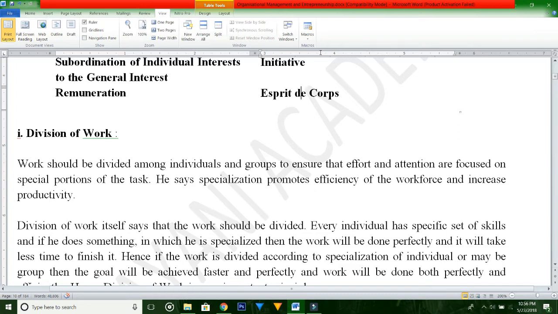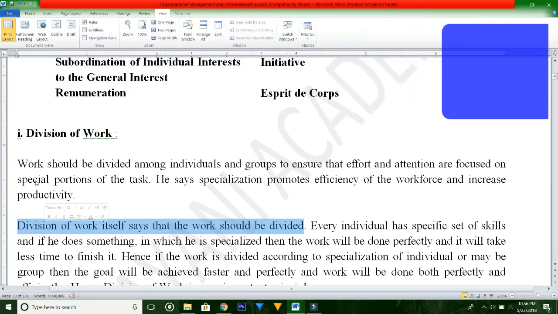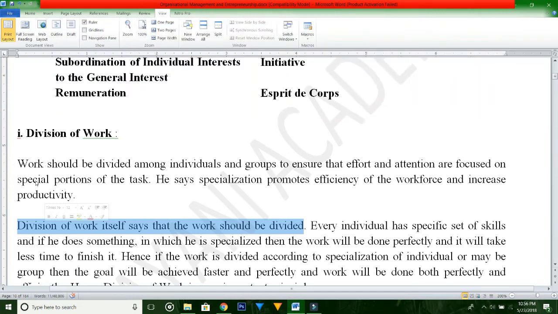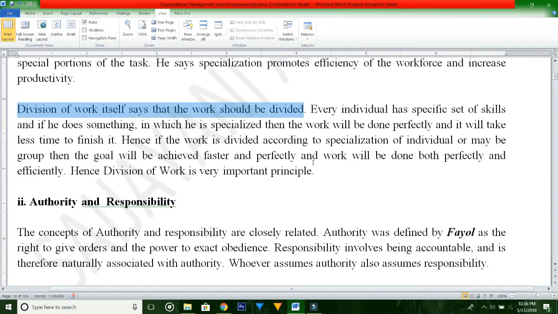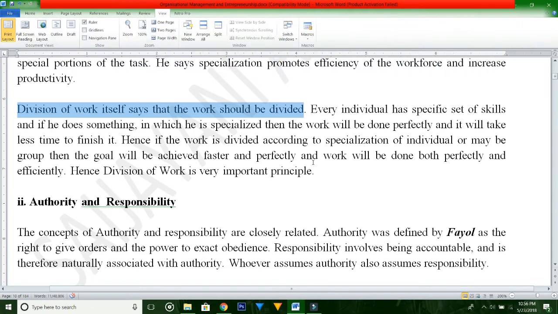Division of work itself says that work should be divided. That's the main point to be considered. Every individual has a specific set of skills, and if he does something in which he is specialized, then the work will be done perfectly and it will take less time to finish. Hence the work is divided according to the specialization of the individuals or groups. Then the goal will be achieved faster, and the work will be done both perfectly and efficiently. Hence, division of work is a very important principle.